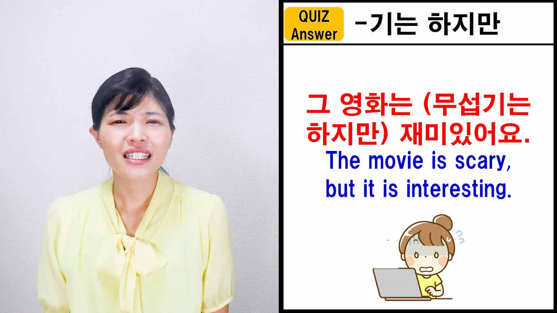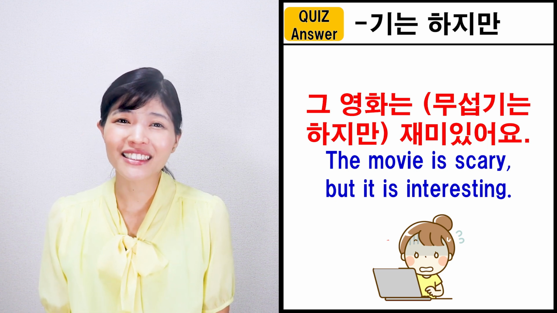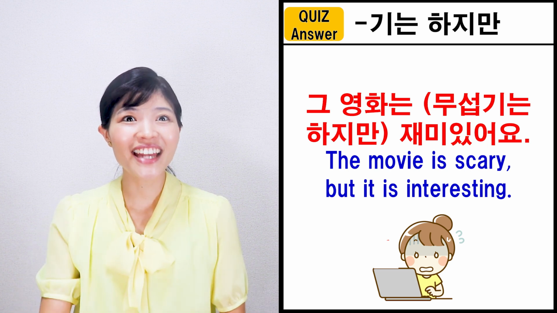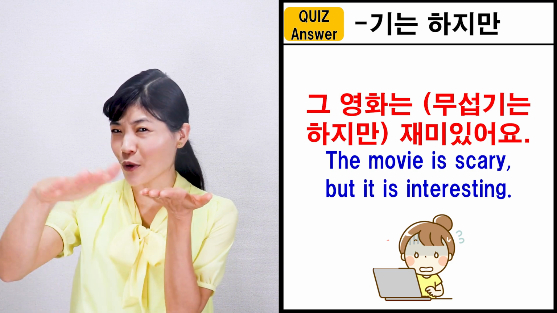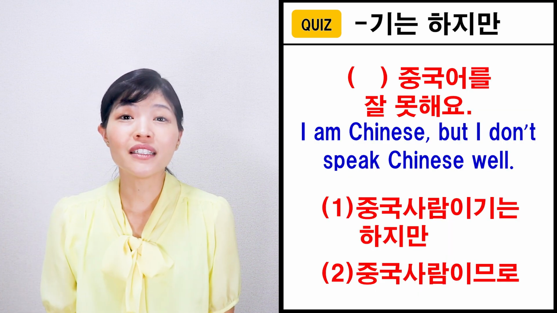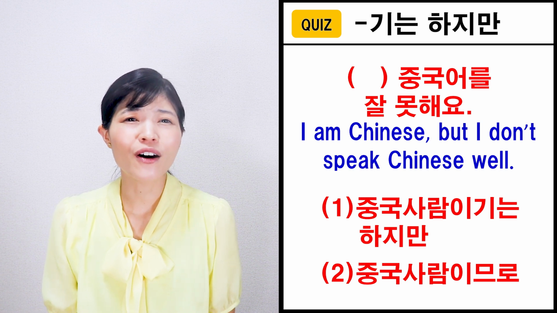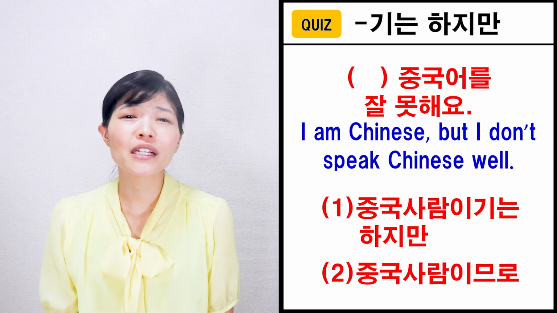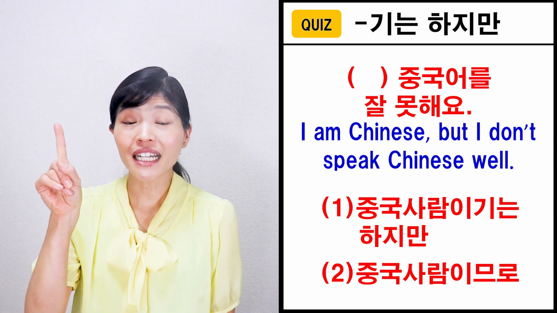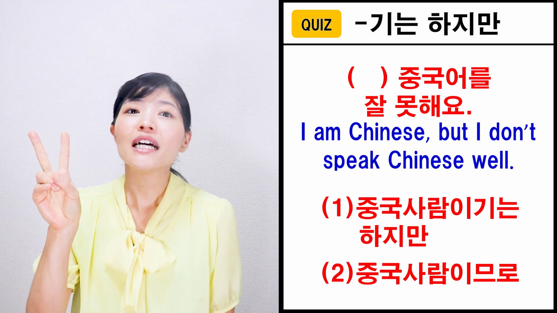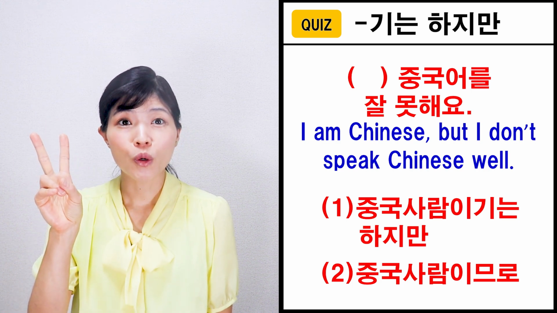그 영화는 무섭기는 하지만 재미있어요. Please read it again and again until you can say it smoothly. Then let's read the next sentence. 중국어를 잘 못해요. I am Chinese, but I don't speak Chinese well. Number 1, 중국 사람이기는 하지만. Number 2, 중국 사람이므로.